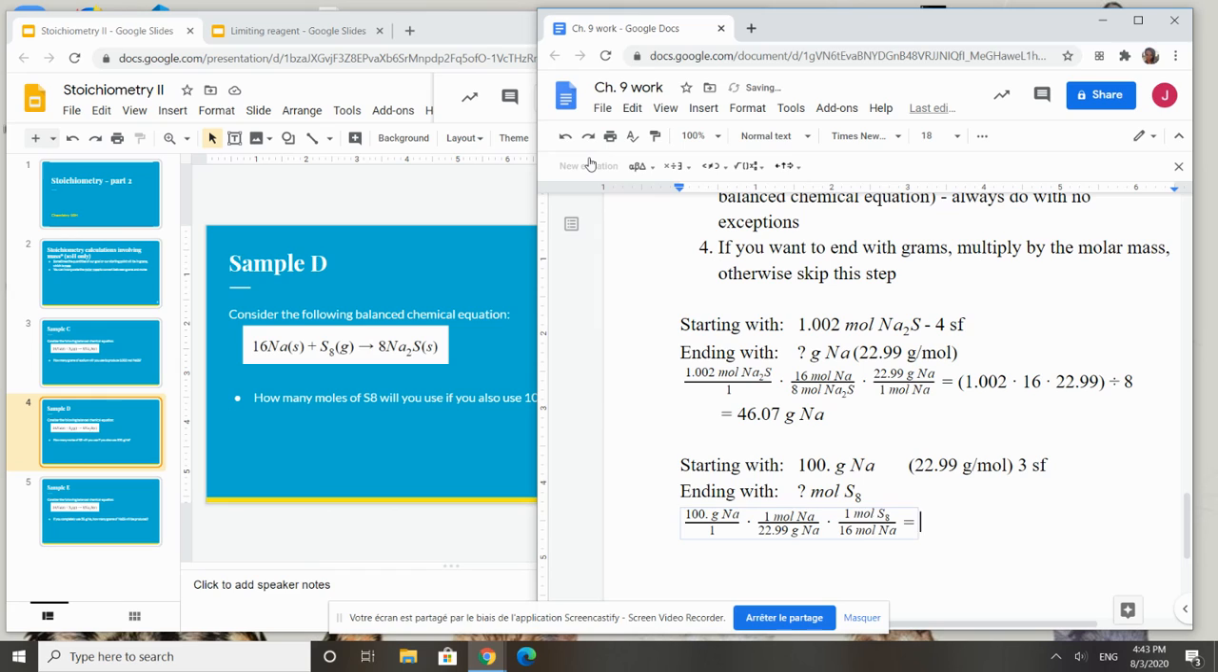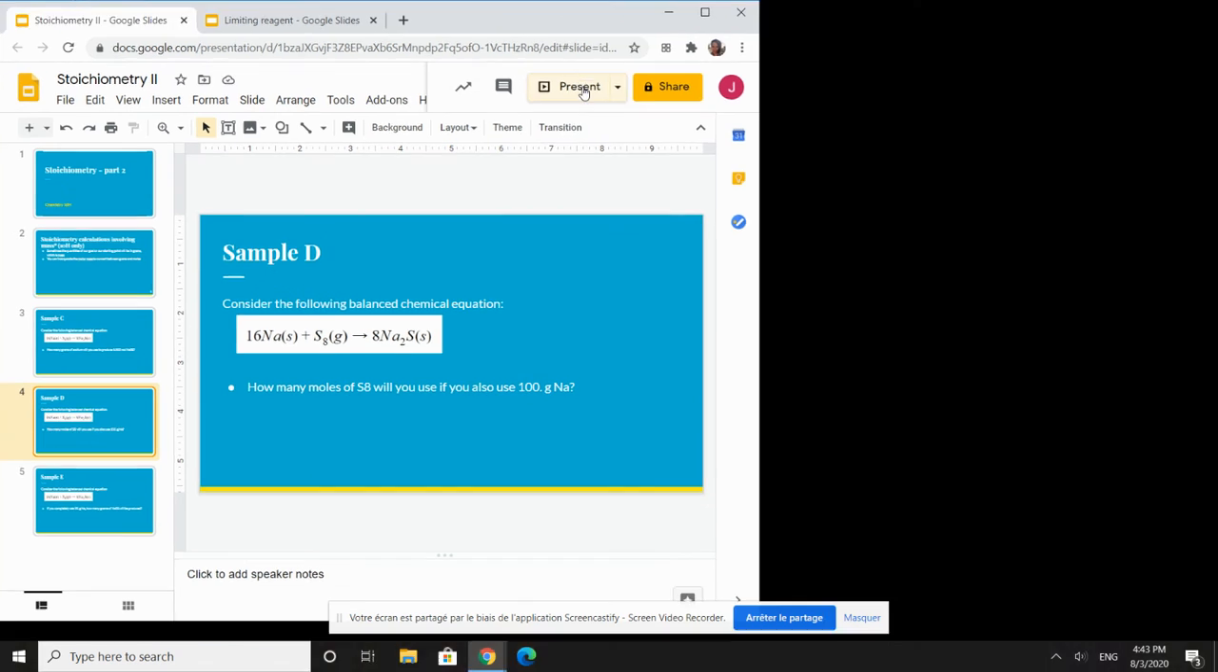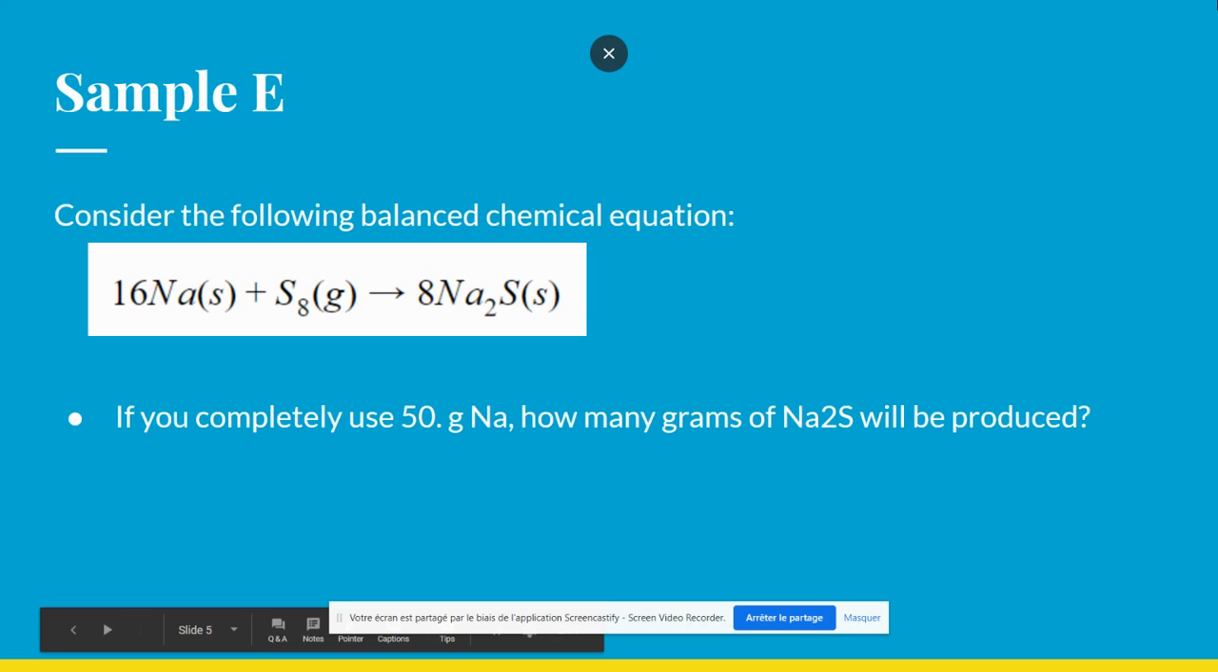From here, I don't need to do anything more because I want my final answer to be in moles, so I don't need the molar mass. This is how I put it in my calculator. There are other correct ways to do it as well, and there are other incorrect ways as well. Then I round my final answer to 3 significant figures. And then we have one other type of question.